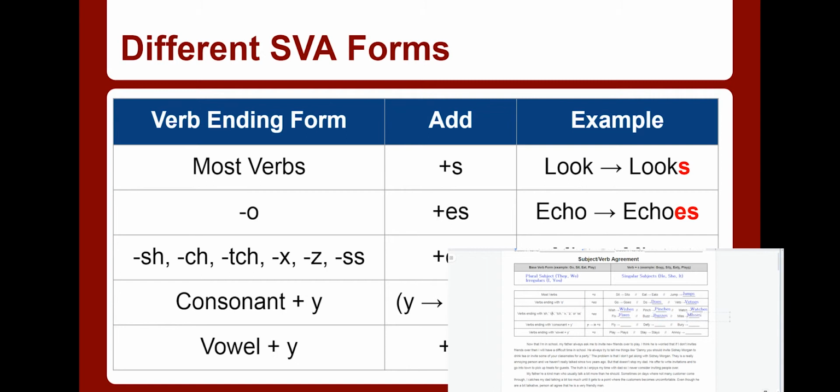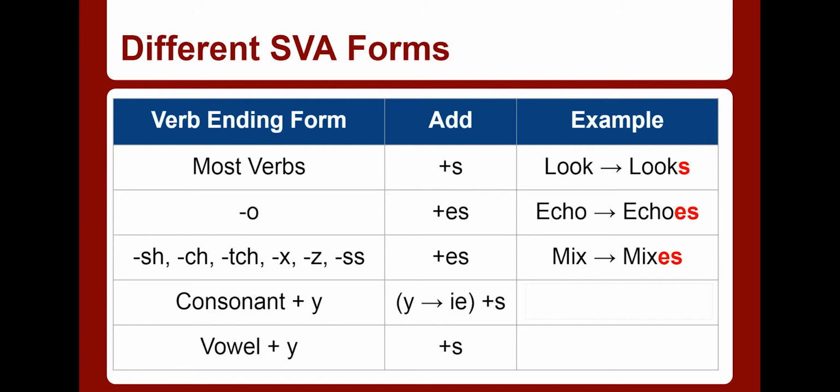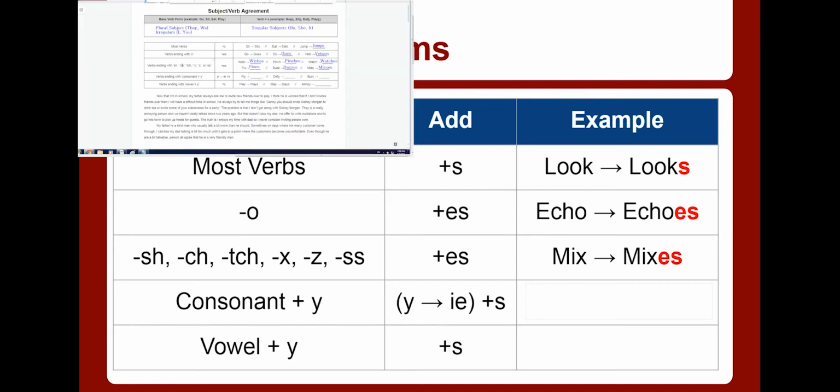The next ending is a verb ending in a consonant plus Y. For that, we want to change the Y. The Y needs to become an IE, and then we'll add our S. So for example, the verb try, that Y needs to be changed to an IE, and then we add the S for tries. On your paper, flies, F-L-I-E-S, defy, D-E-F-I-E-S, and bury, B-U-R-I-E-S.